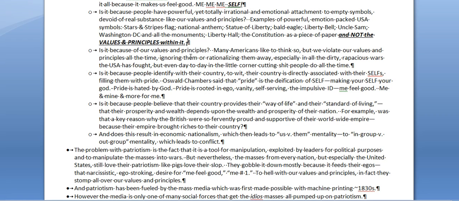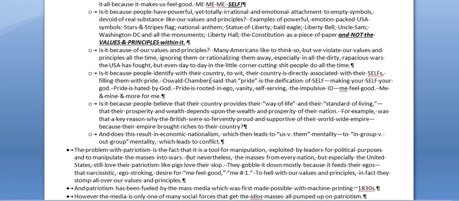Is it because of values and principles? Many Americans like to believe that, right? But we violate our values and principles all the time, ignoring them or rationalizing them away. When we violate them, we say, oh yeah, we had to do it. They lie. Especially in all the dirty, rapacious wars the USA has fought. But even from day to day, people are corner cutting. Every little daily thing they do, they lie, they cheat, they cut corners here and there, right?